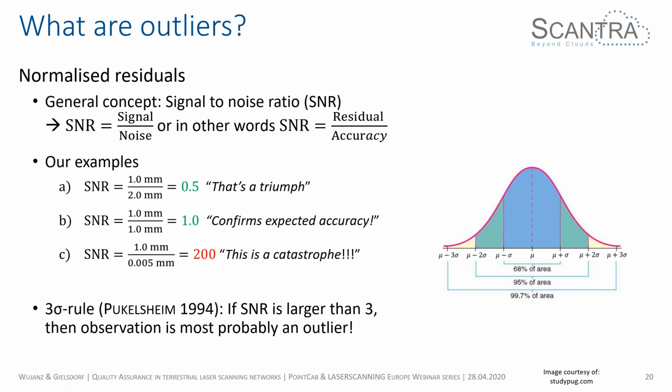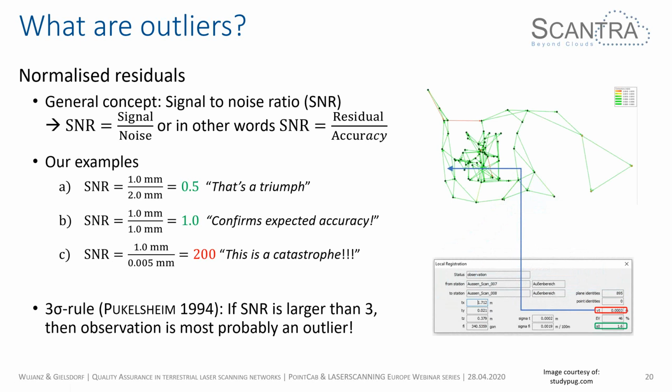and this information is quite important to assess how well we've done. Some of you may remember adjustment, or if you haven't ever heard of adjustment theory, you probably had statistics. There's a very basic rule, called the 3 sigma rule, where you say if the signal to noise ratio, which in geodesy we call the normalized residual, is larger than 3, then the observation is most probably an outlier. The larger this value is, the more likely it is to be a real outlier, and we need to do something about it.